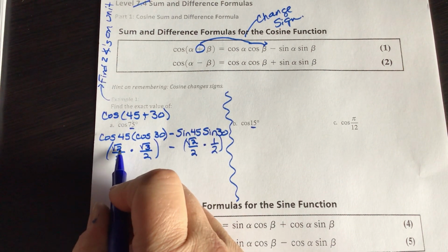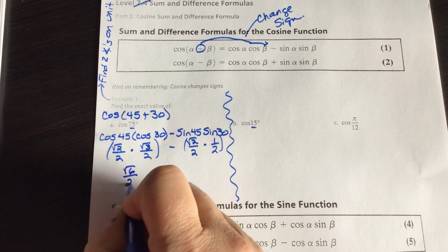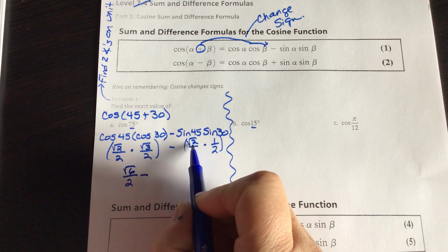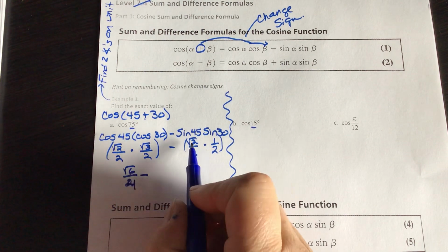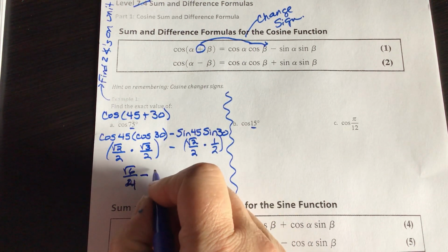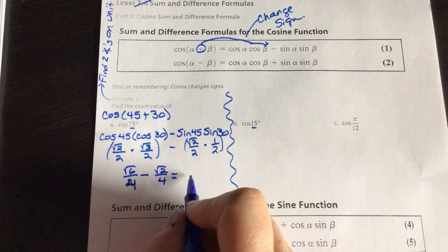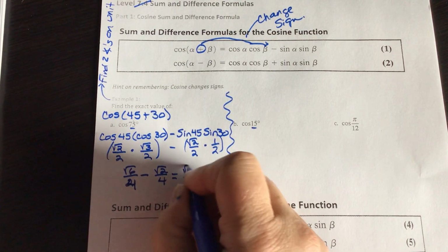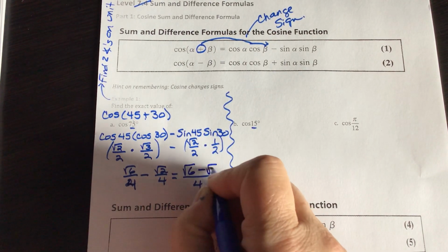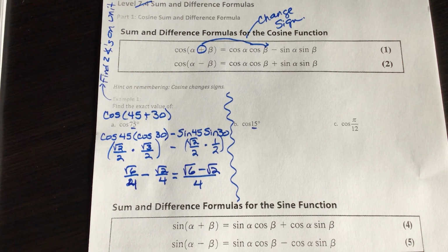So here I have the square root of 2 times the square root of 3, which is the square root of 6, over 4. Then I have the square root of 2 times 1, which is the square root of 2, over 4. So I can put this as one fraction, with 4 on the denominator, and square root of 6 minus square root of 2. Okay, so that is it.